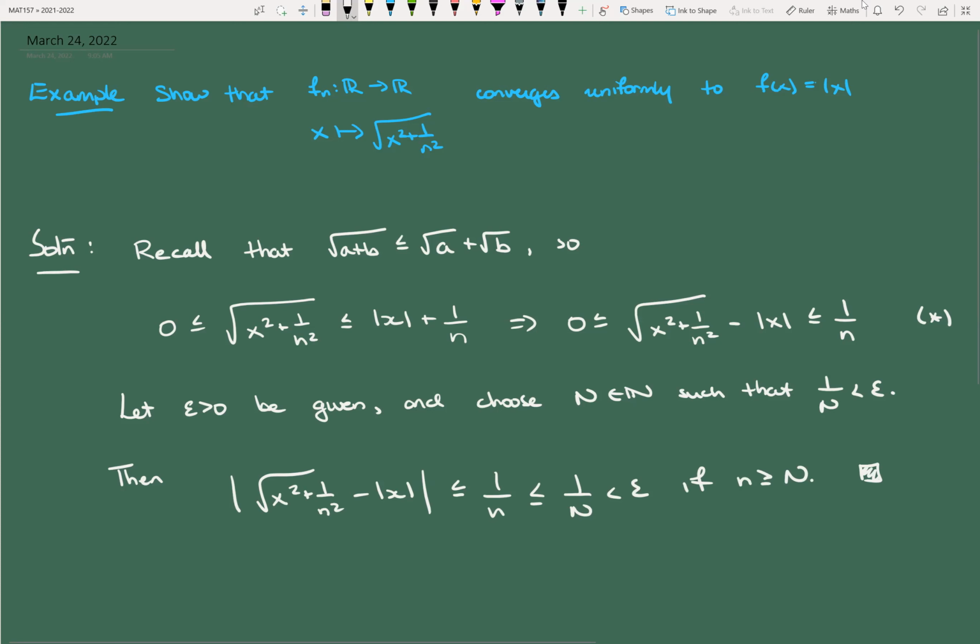All those functions are differentiable. Their limit's not differentiable. So uniform convergence, even though it does lots of nice things, preserves continuity, preserves boundedness, preserves integrability, and preserves antiderivatives, does not preserve differentiability.